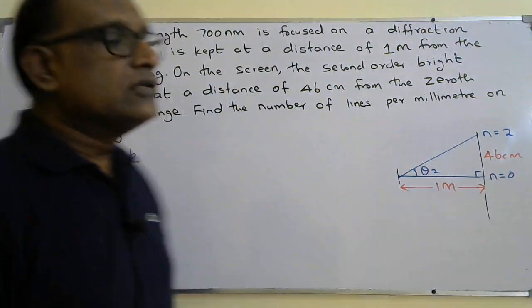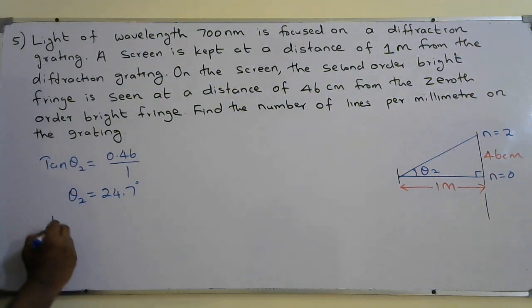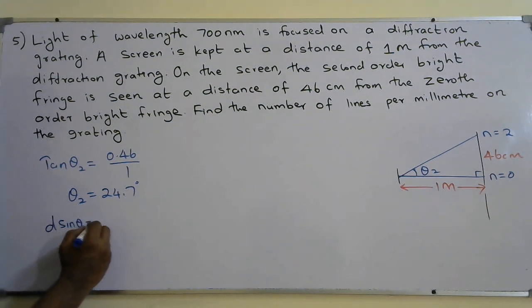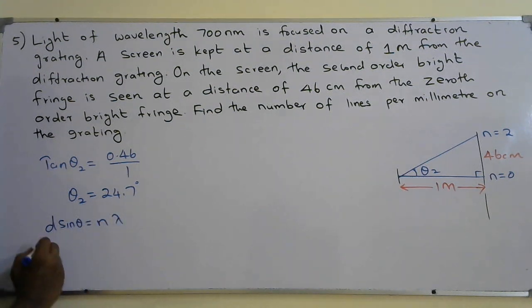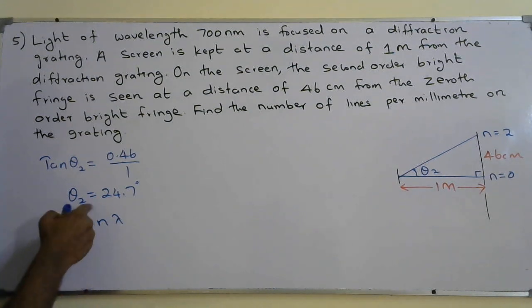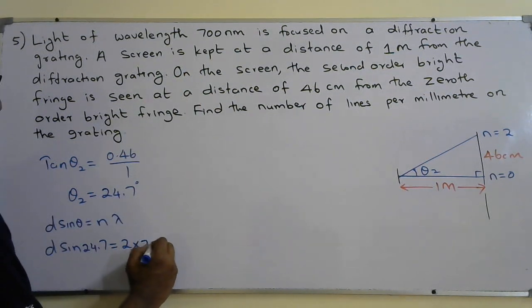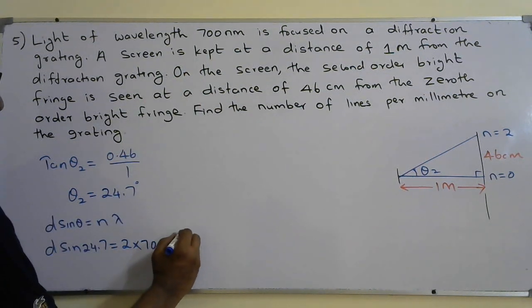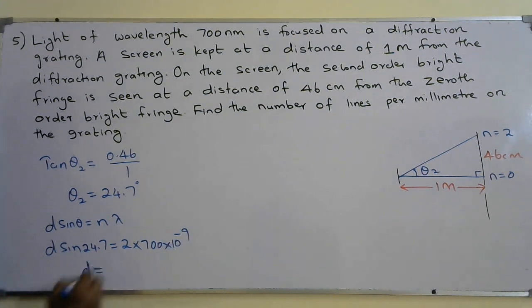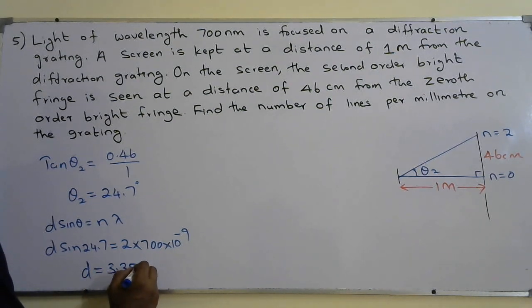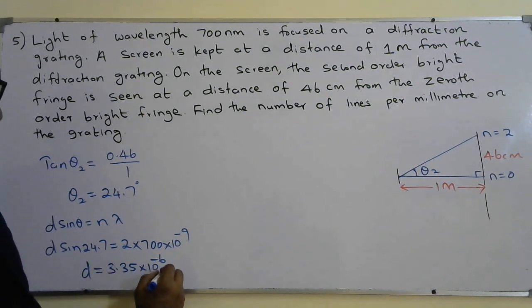Now we'll use the usual equation, d sin θ equals nλ. d I need to find, sin 24.7 equals, second order, so n equals 2. Lambda is given, 700 nanometers, 10^-9. Find the d. So you will get d equal to 3.35 × 10^-6 meter.